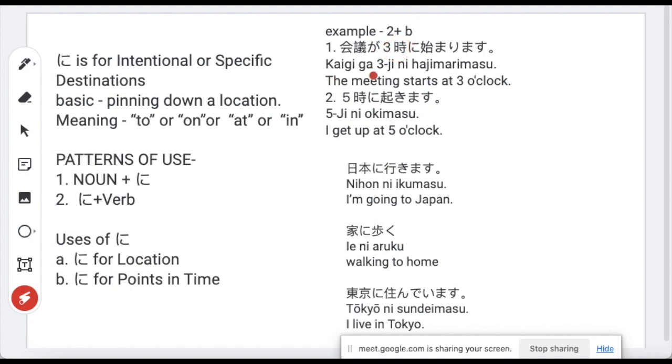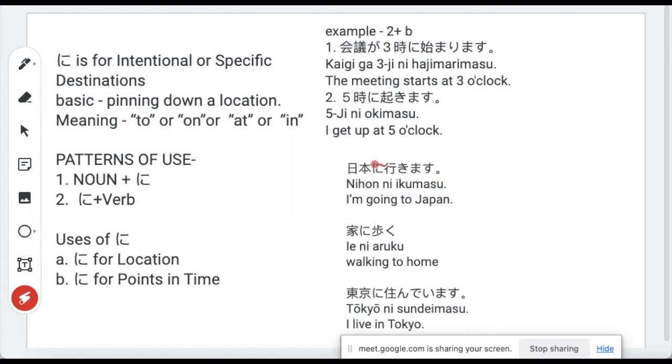Okay, so kaigi ga sanji ni hajimarimasu. The meeting starts at 3 o'clock. Here is the use of at, which is pointing the exact time. Next example, goji ni okimasu. Ni is a particle which defines the time, with the verb okimasu. I get up at 5 o'clock. Okay, other simple examples you can see: Nihon ni ikimasu. I am going to Japan. So these are simple examples of ni as a particle.